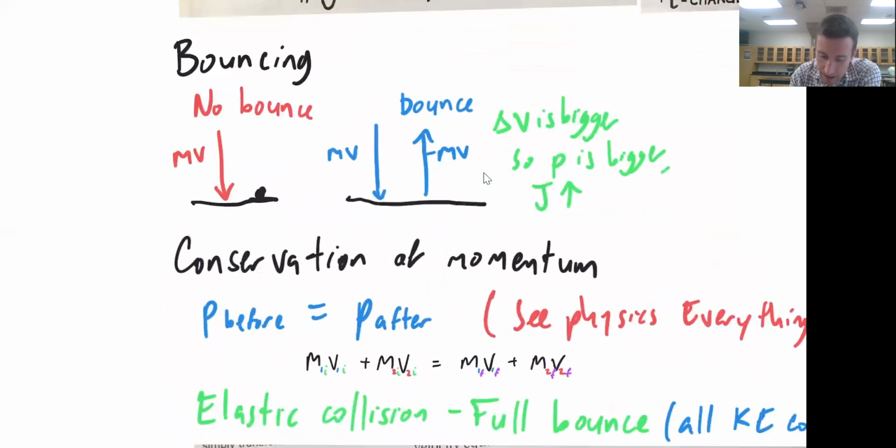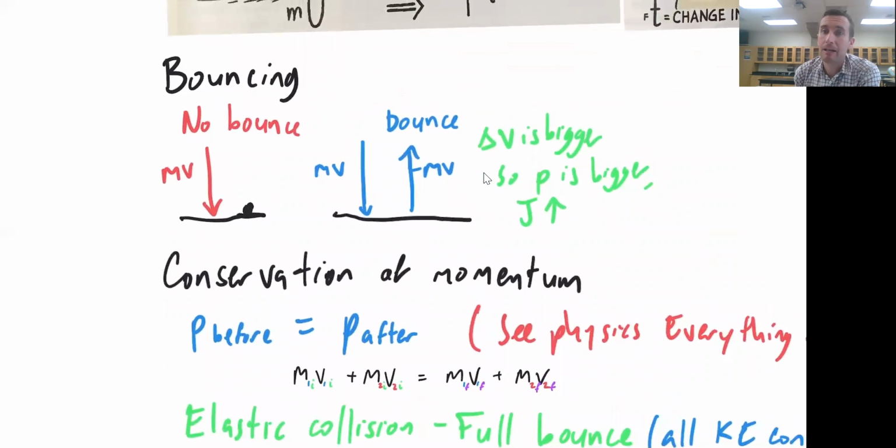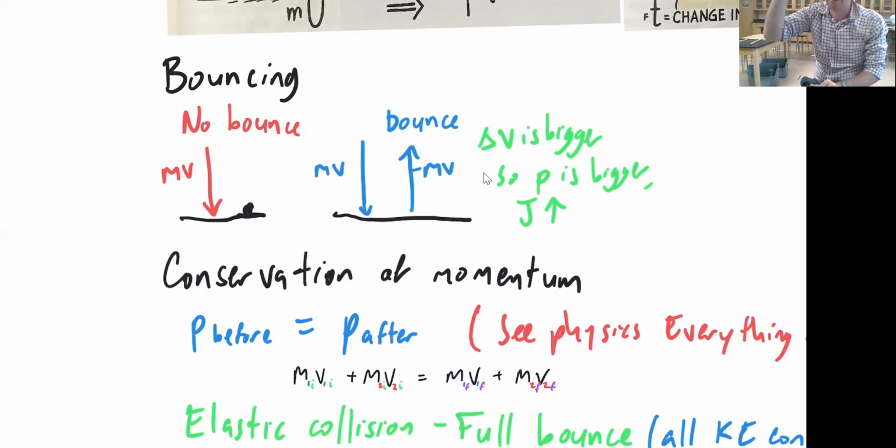So a similar idea is the concept of bouncing. If an object comes in and it has a certain momentum, demonstrated here in red, it's got the mass times the velocity, and then it just hits the ground and sticks. It went from momentum down to no momentum, right? From down to stopped. Okay, so that's a change of 1 times, right? Down to nothing. If it bounces, then it went from down to back up. So that's a change of 1 negative to 1 positive, or a change of 2 total.